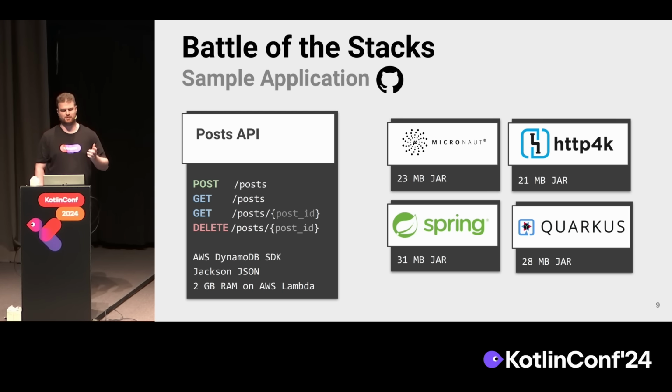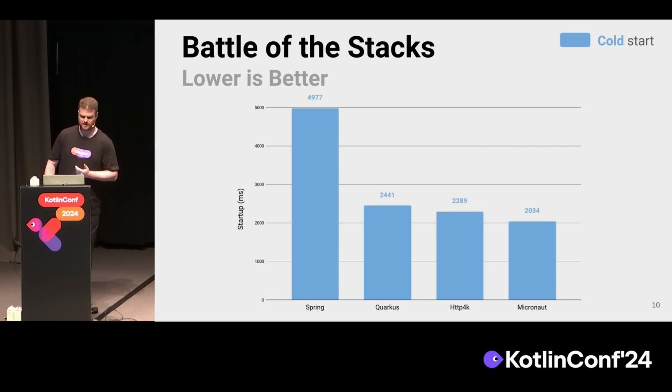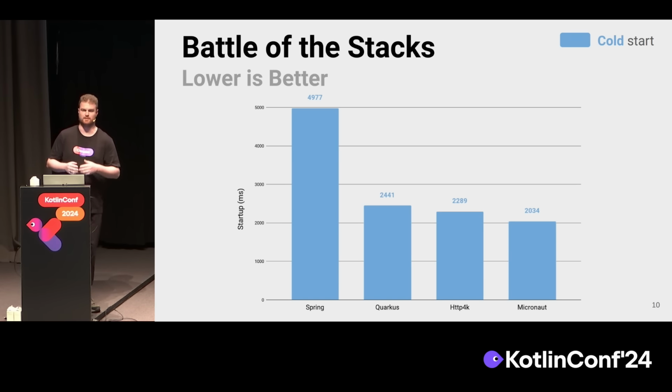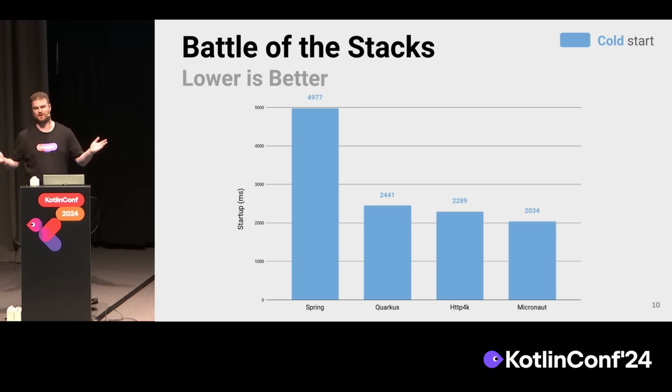Now, I built this app in each of these 4 stacks. I'm getting jar sizes anywhere between 21 to 31 megabytes, which isn't bad. So let's see how they perform. I performed a series of experiments, measuring the cold starts each time, came up with some averages, and I got this. Is anyone surprised?